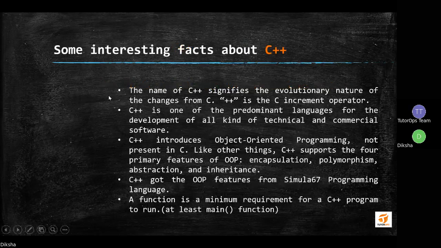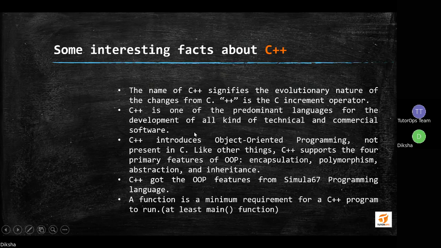Now let's learn something interesting about C++. Here are some awesome facts about C++ that may interest you. The name C++ signifies the evolutionary nature of the changes from C. Plus plus is the C increment operator. C++ is one of the predominant languages for development of all kinds of technical and commercial software. C++ introduces the object-oriented programming style, which is not present in C.